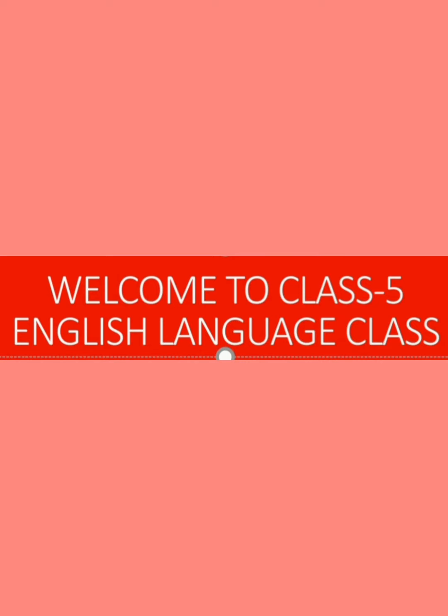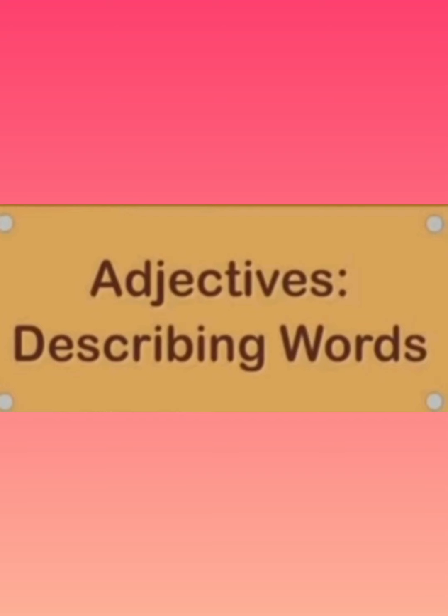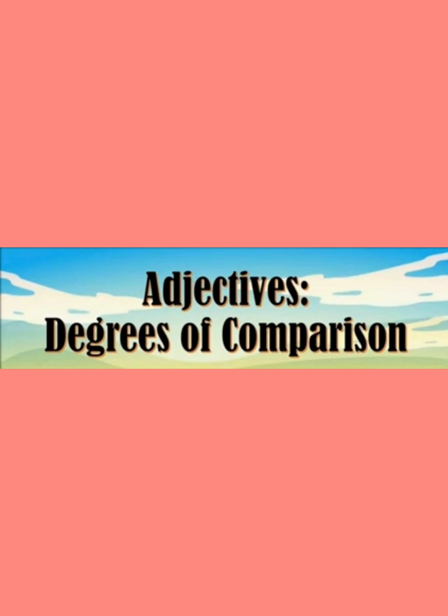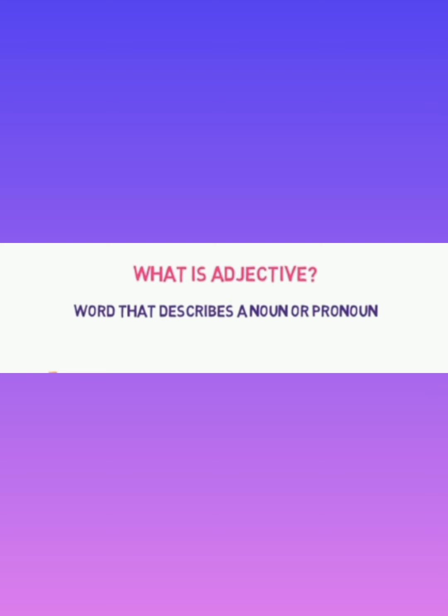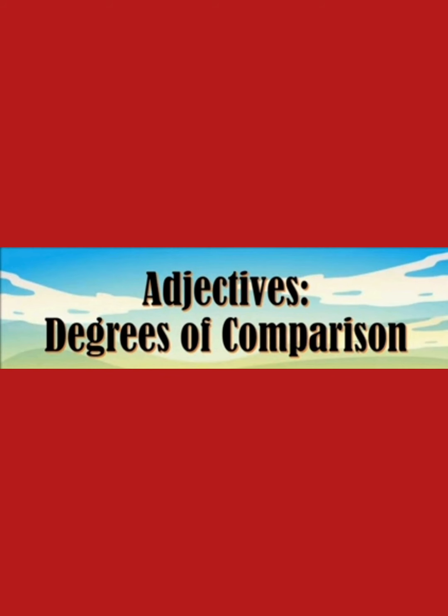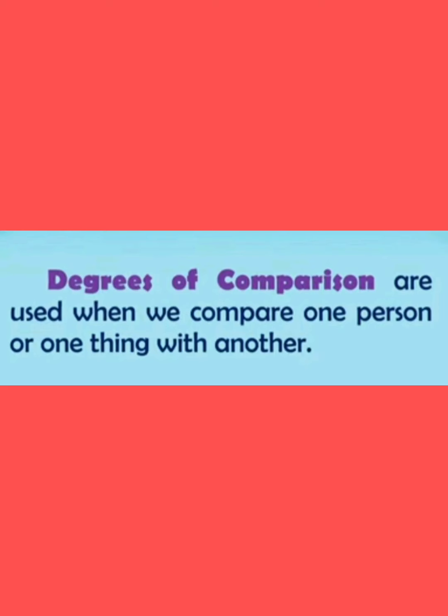We are doing the topic adjectives. This is video number 8 and today we will start with degrees of comparison. Now, by this time you all know that adjectives are the describing words. They describe the noun or the pronoun. But we use adjectives not only to describe people or things but also to compare them. So degrees of comparison are used when we compare one person or thing with another.